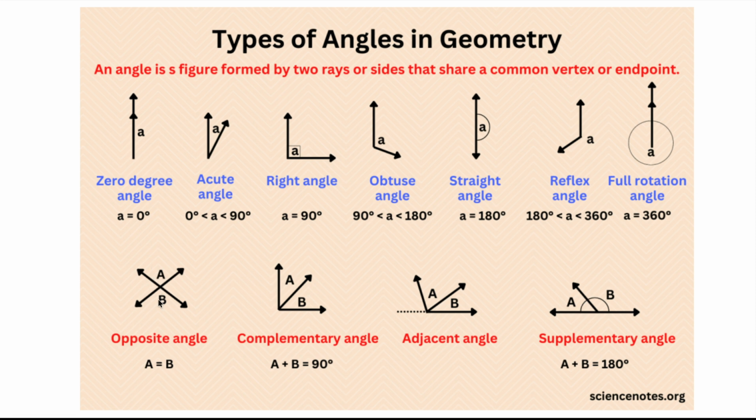We have opposite angles, which is another name for vertical angles. They will be equal. Complementary and supplementary angles are adjacent angles because they are next to each other. But if these adjacent angles measure to 90 degrees exactly, they are called complementary. And if they measure to exactly 180 degrees, they are called supplementary.